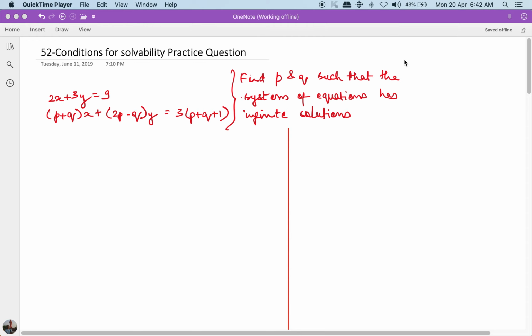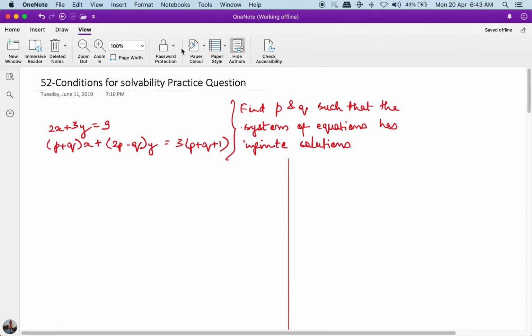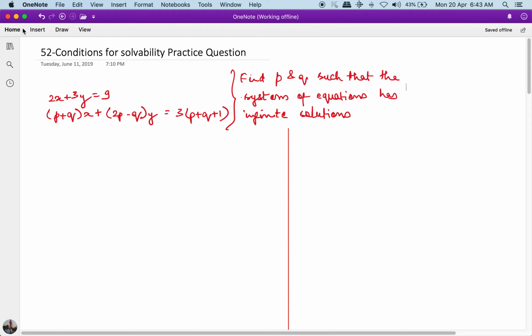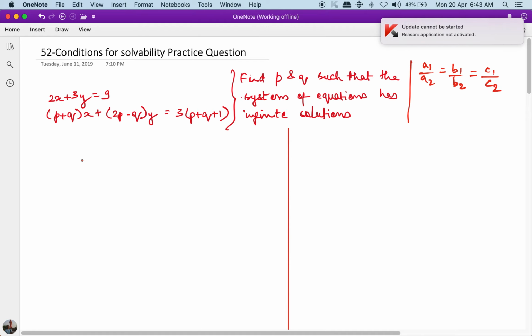So first we'll put down the condition for a system of equations to have infinitely many solutions. Let me shift to my pen mode. We need a1 upon a2 is equal to b1 upon b2 is equal to c1 upon c2. So this is the condition for infinite solutions.